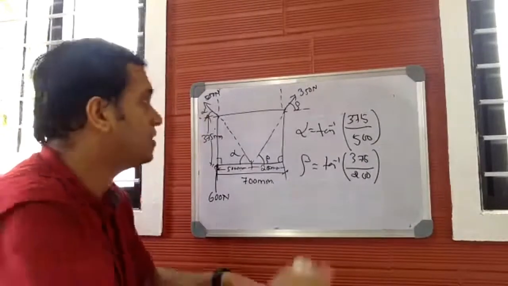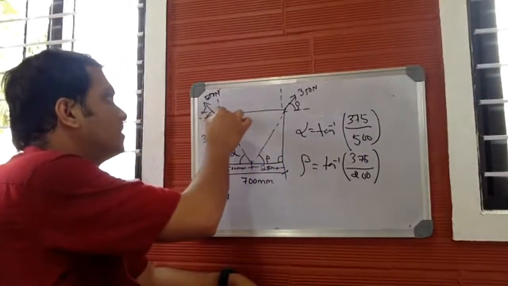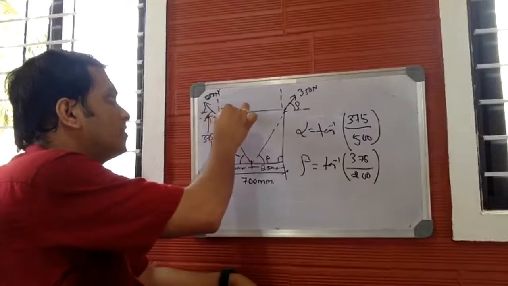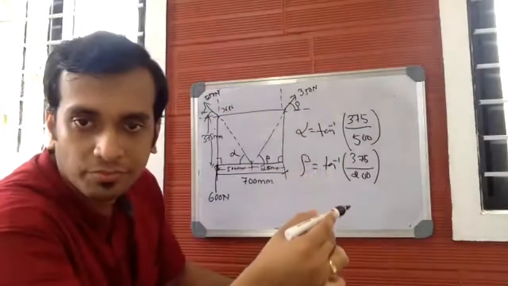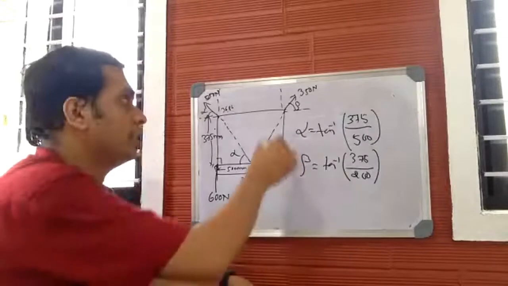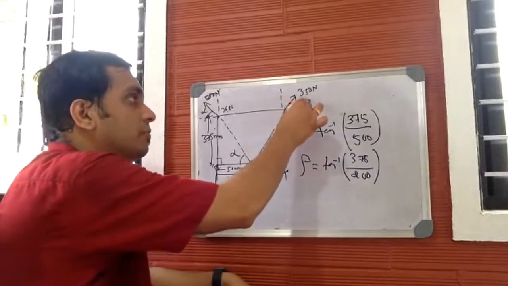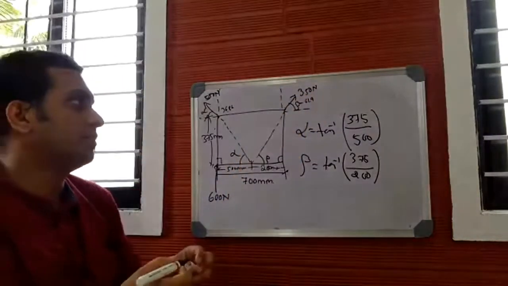Alpha is 36.86. I'll write the answer here. Alpha is 36.86 and beta is 61.9.